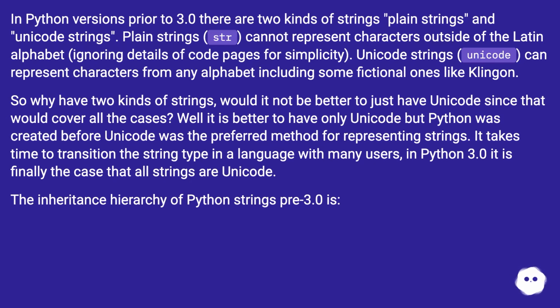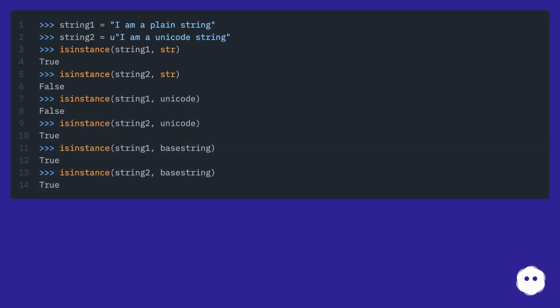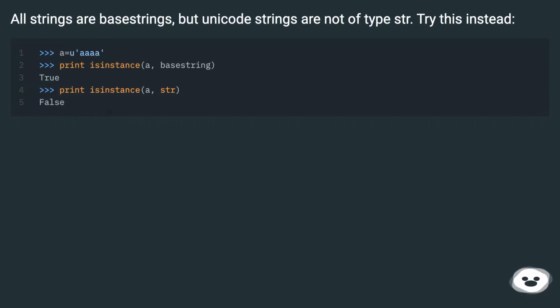The inheritance hierarchy of Python strings pre 3.0 is: basestring, introduced in Python 2.3, can be thought of as a step in the direction of string unification, as it can be used to check whether an object is an instance of str or unicode. All strings are base strings, but Unicode strings are not of type str.